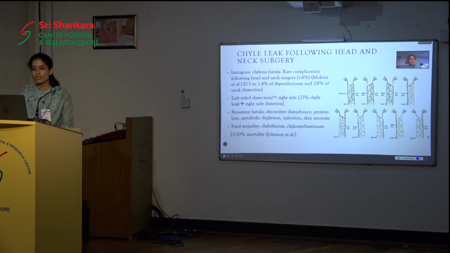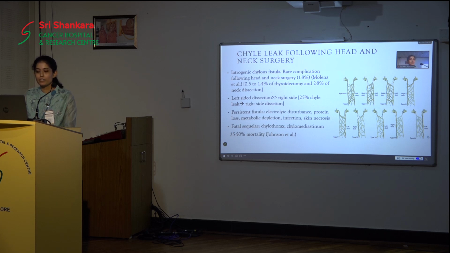Coming to chyle leaks, it is actually a rare complication following neck dissection. It is seen in 2 to 8% of all neck dissections. But when you look at a high volume center, you will frequently encounter this complication. As mentioned previously, it is not exclusively found on the left side. You can have as many as 25% of the chyle leaks occurring on the right side as well.